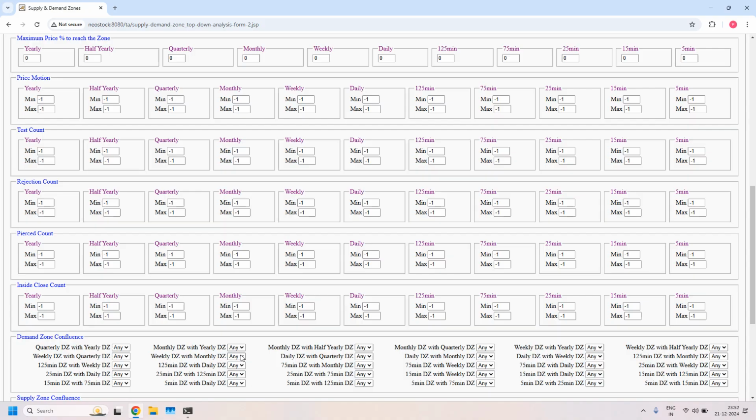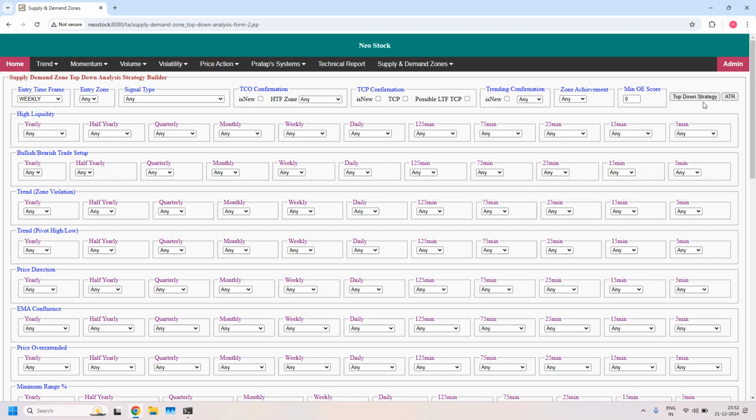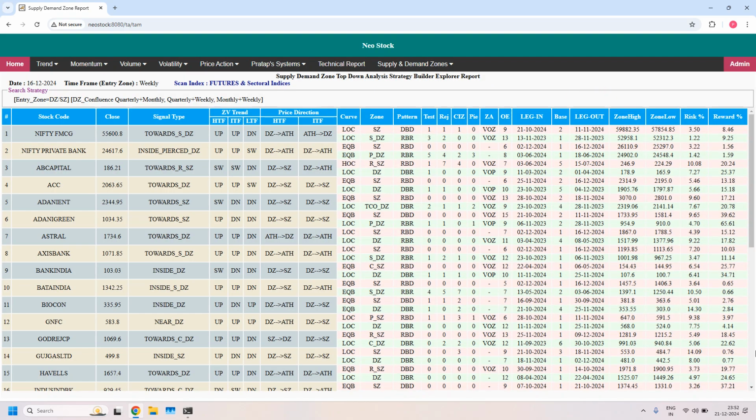So weekly demand zone having confluence with monthly demand zone, weekly demand zone confluence with quarterly demand zone, and monthly demand zone confluence with quarterly demand zone. With all the three filters, we got a good list. I'm scrolling the list down. First 15 stocks in the list.